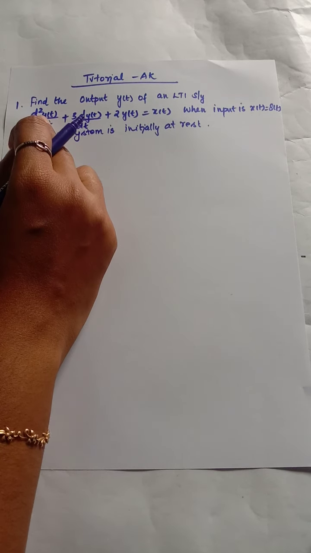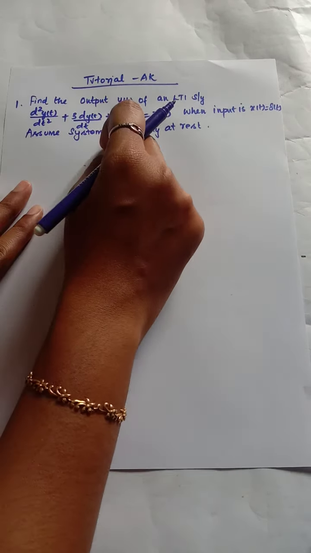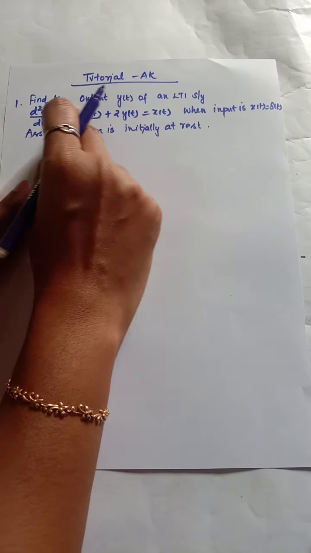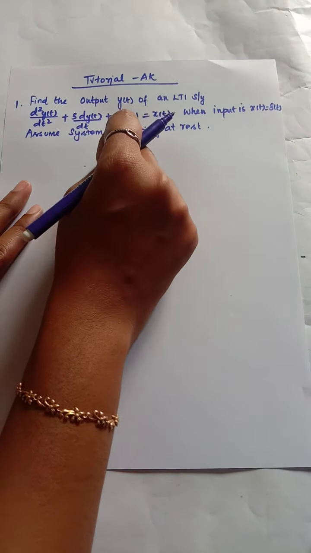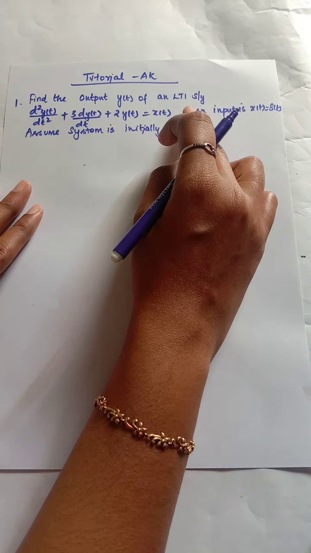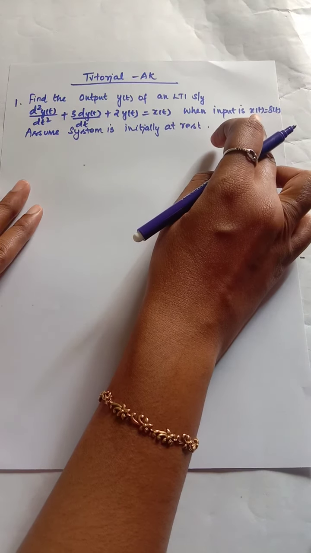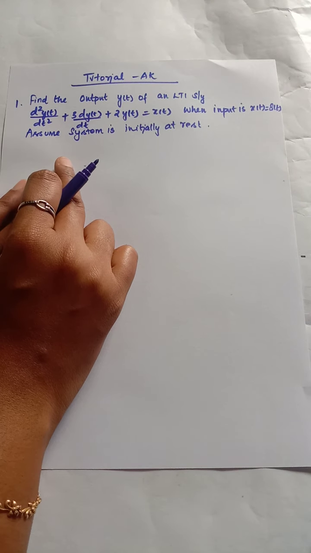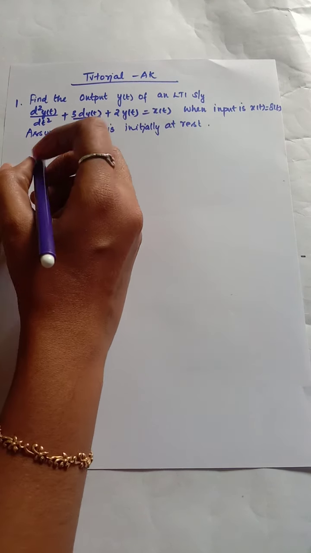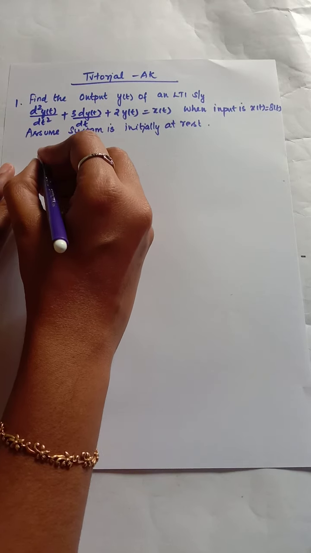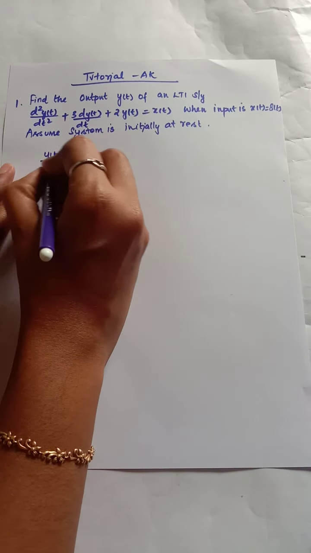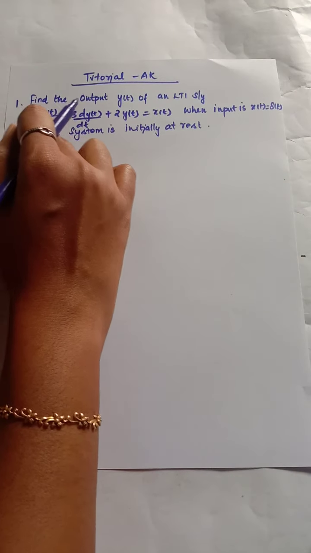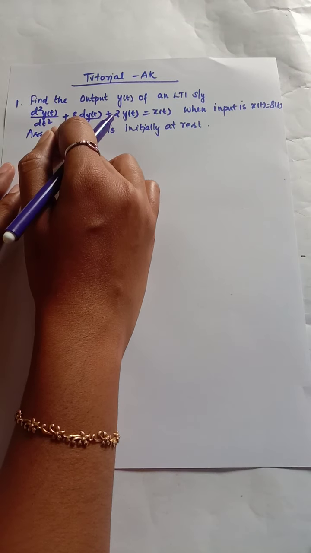So first, see the first problem. Find the output y of t of an LTI system. The LTI system relation is given in terms of a differential equation, where we need to find the output when the input is x of t equal to del of t, and assume the system is initially at rest. So here, in order to find the output, y of t, we need to find it. This y of t is related in terms of a differential equation.